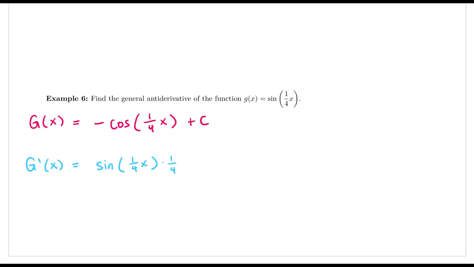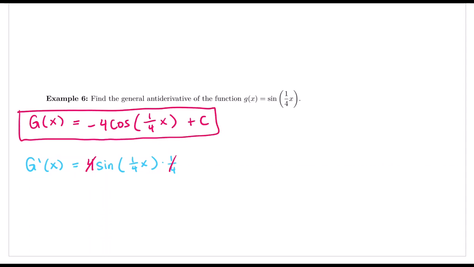The way around this is I'm going to have to throw in a -4 here, and that will get rid of the 1/4. So if I had a 4 right here, notice that this would multiply with the 1/4 and become 1 and would be good. So here is our general antiderivative for this lowercase g function here.